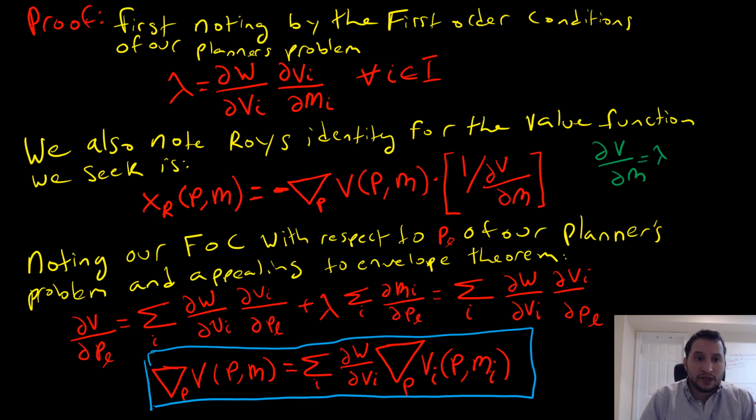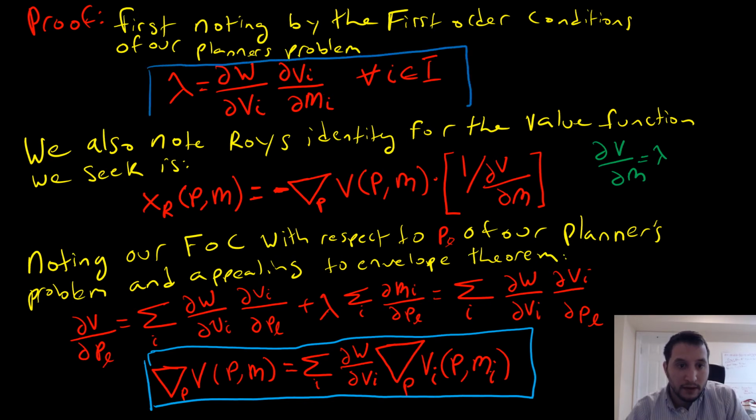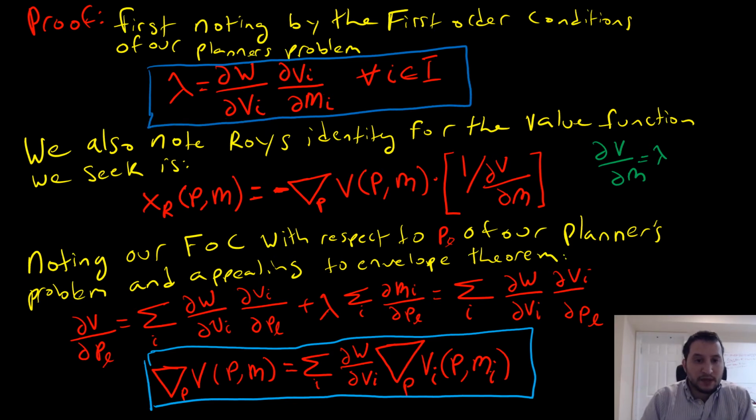To prove this, we first note the first order conditions for our planner's problem, taking the derivative with respect to M_i. That gives us the following result, where our multiplier lambda is equal to this result for every i. This is not so crazy; you can write out the Lagrangian and you'll get this result. We also note that Roy's identity for the value function we seek is defined as follows, where this thing here is called the gradient, and we're taking the derivative with respect to every P in our price vector.